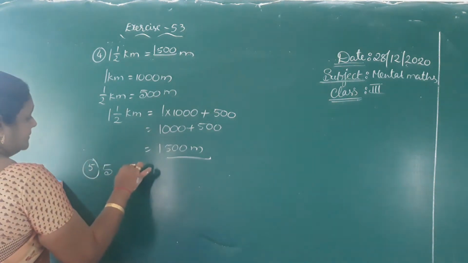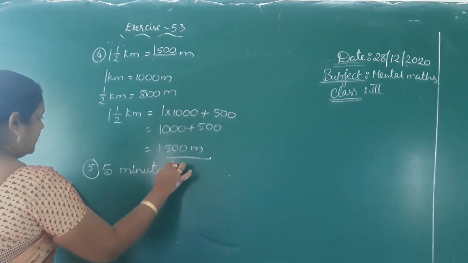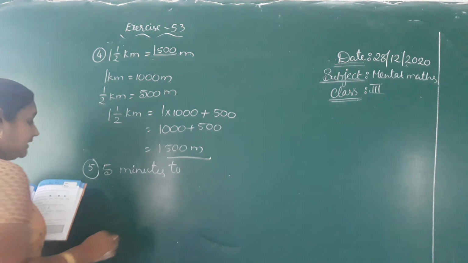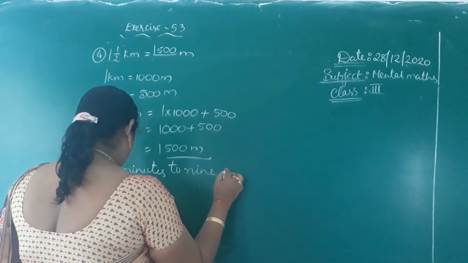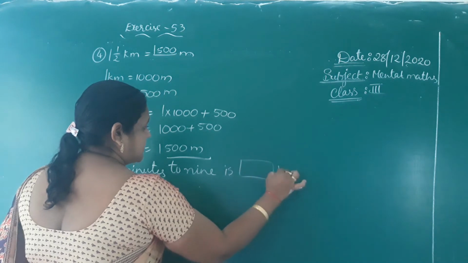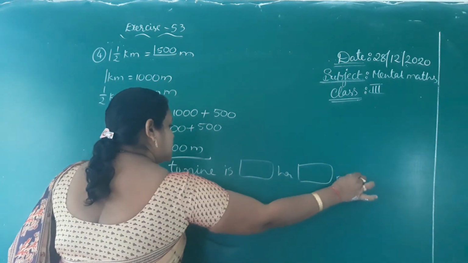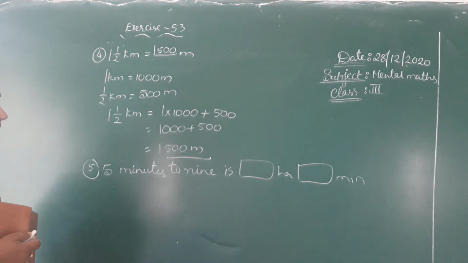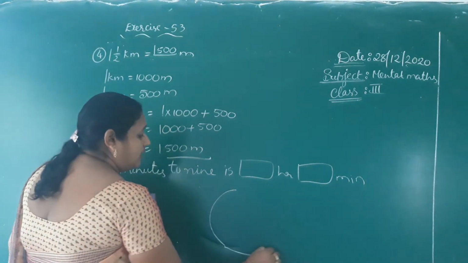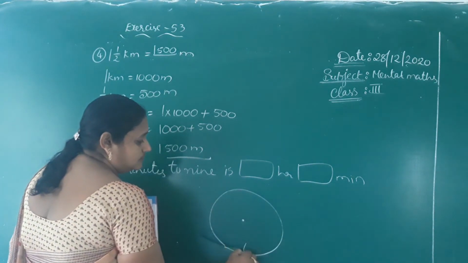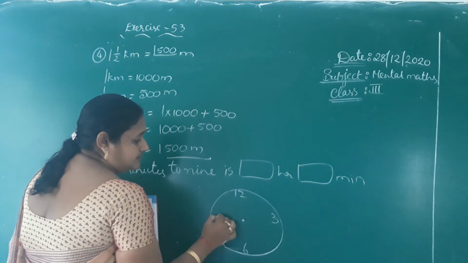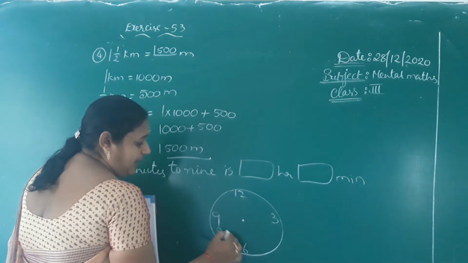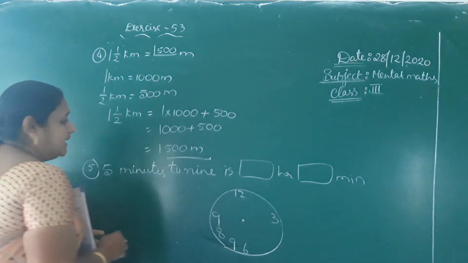5 minutes to 9. Children, you may get confused while writing the clock. So listen carefully to what I am saying. See the question. 5 minutes to 9. That means to go to 9, there are 5 minutes of time. So in the clock, if you observe, 5 minutes to 9 they told.